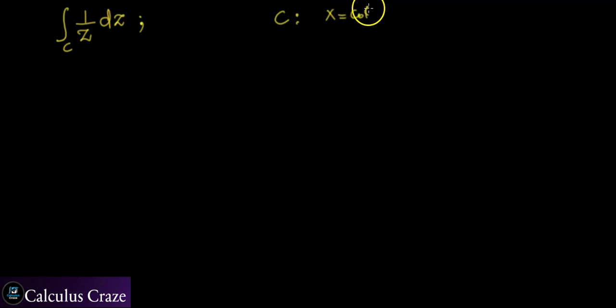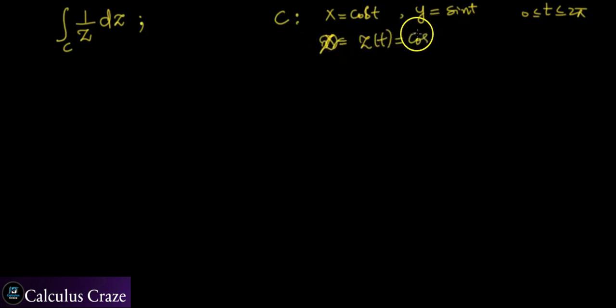cos t and y to be sine t, with t running between 0 and 2 pi. So in other words, it's a unit circle centered at origin. I can write down this x equal to cos t and y equal to sine t in the parametric form, which is given by z of t to be cos t plus iota sine t.